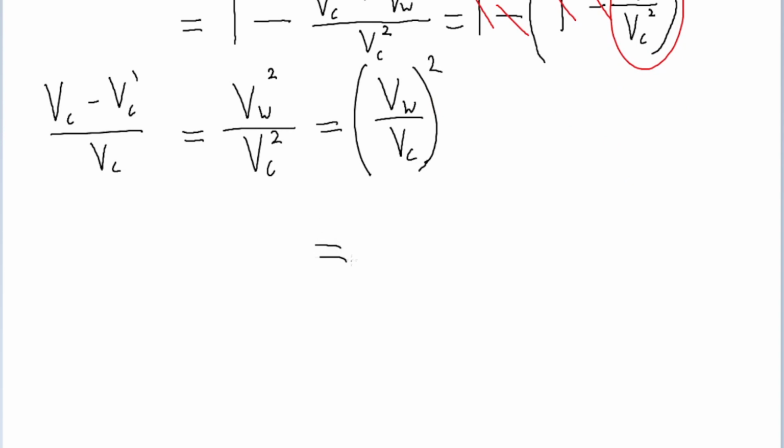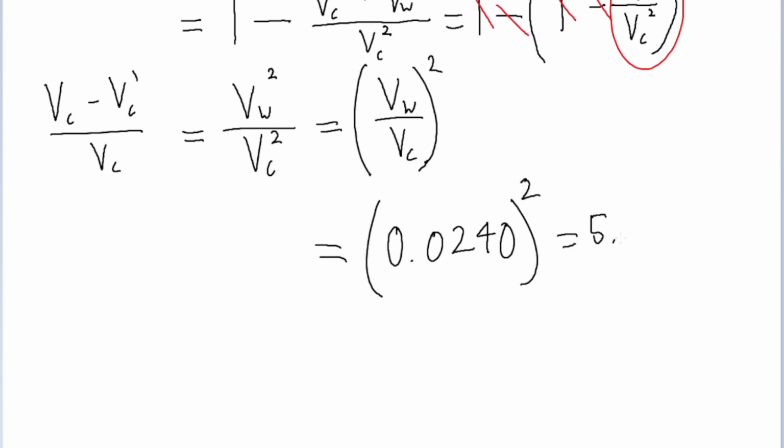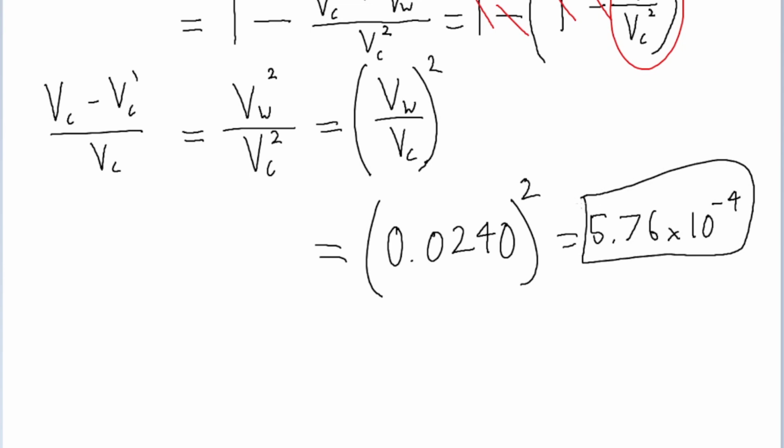So all that is left for us to do is take the fraction that was given to us, the ratio of v sub w to v sub c, 0.0240, and square it. Put that into a calculator, and we find this to be equal to 5.76 times 10 to the power of negative 4. And that is our answer to this problem.